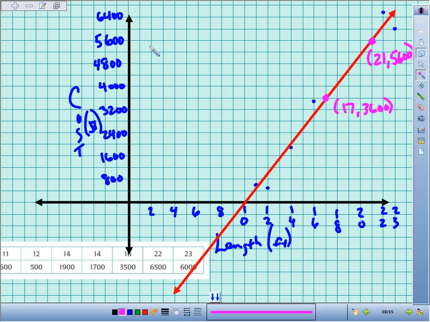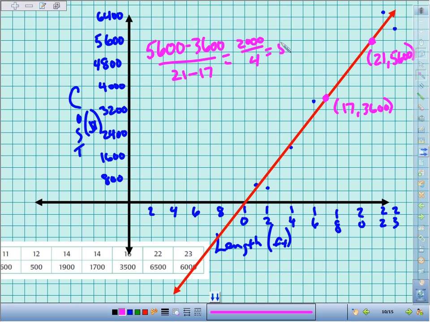Okay, find your slope. Y minus Y over X minus X. We're looking at 2,000 divided by 4. We're looking at a slope of 500. What does that mean in this situation? Every foot longer the boat gets, we can expect the cost to go up about $500. Our equation would be y equals 500x plus our y-intercept.